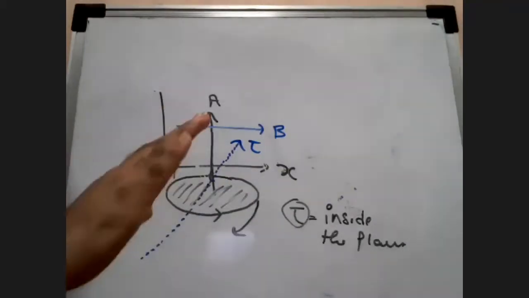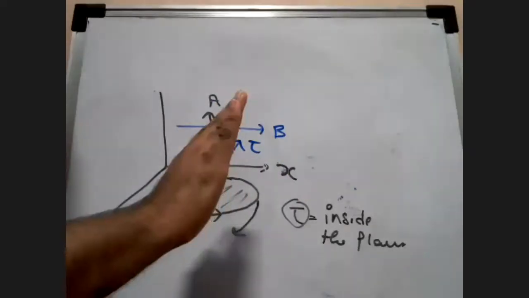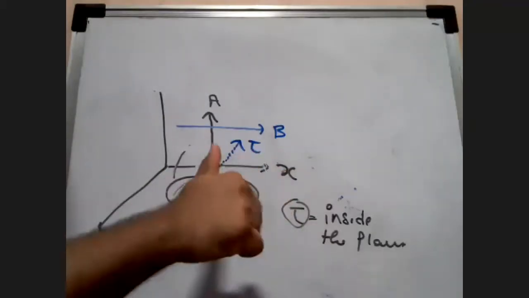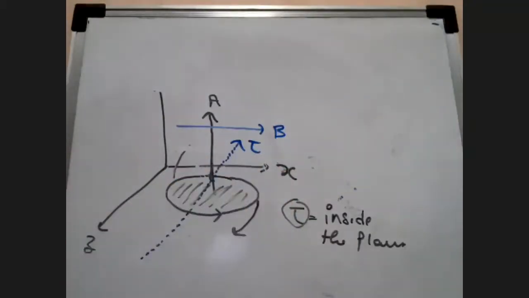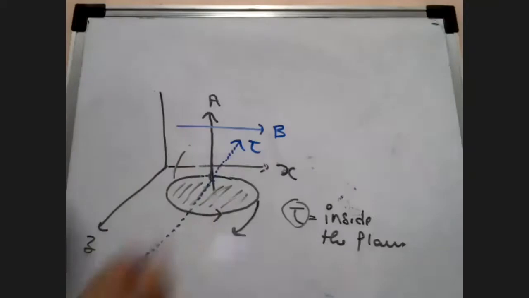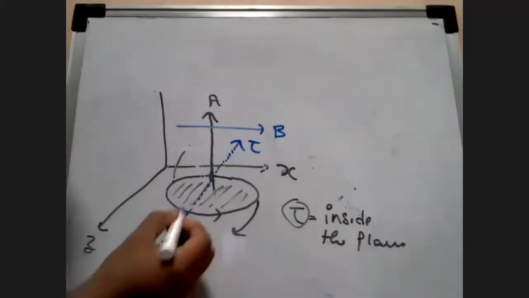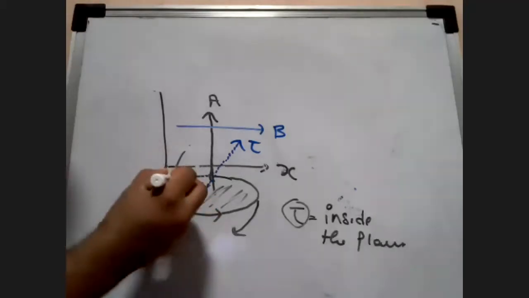You have to apply A cross B, the right hand thumb rule. Take your fingers and curl them from A to B; your thumb will point inside. That is the direction of the torque. Then you will say, sir, then this coil should be moving like this. No. The direction of the torque is actually telling you the axis on which the coil will rotate. So this becomes the axis, and the rotation will happen in this direction.